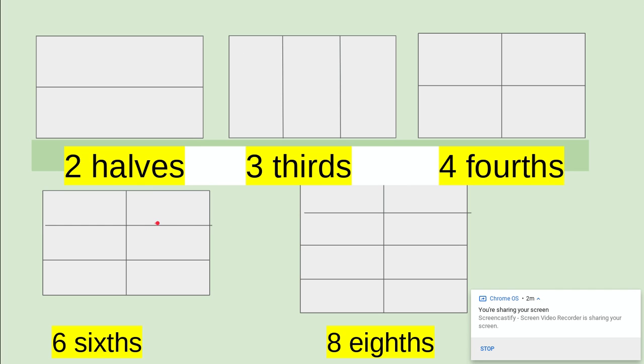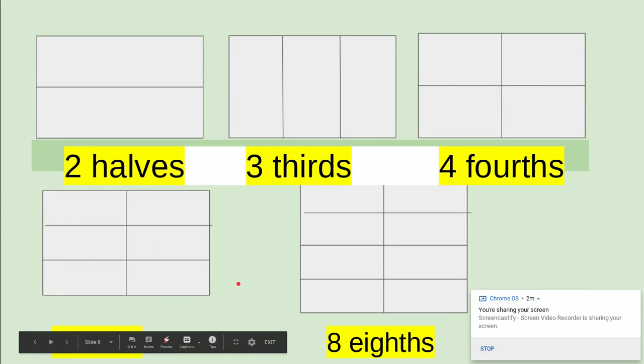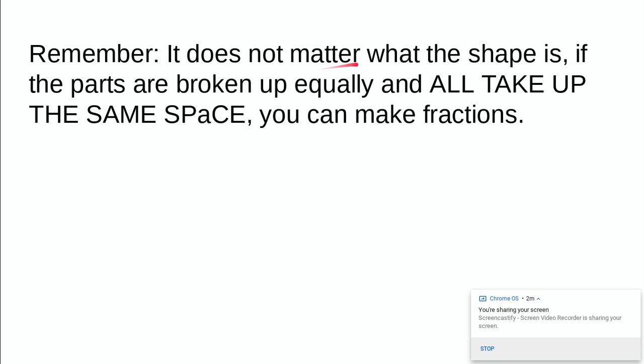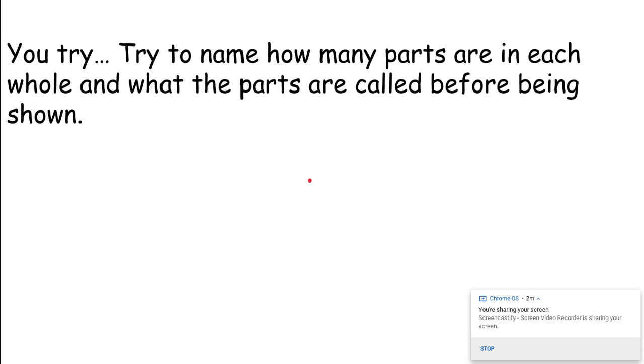Remember, they don't have to be in this shape, all right? But if you see a shape that's broken into 6 equal parts, those are going to be sixths. Okay, so just remember, it does not matter what the shape is. If the parts are broken up equally and take up all the same space, you can make fractions. So now we're going to give it a try.